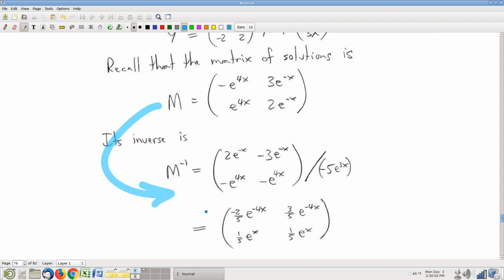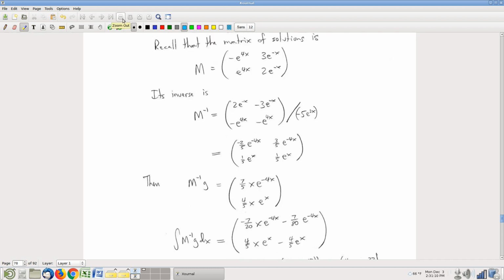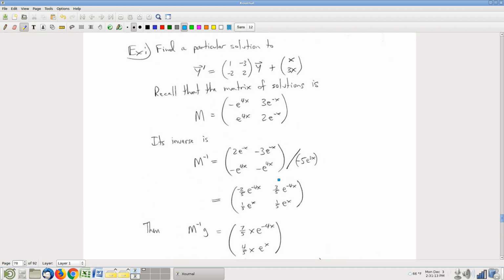There's how you invert the matrix. We got lucky. Here it was 2 by 2. 2 by 2 matrices are easy to invert. By the way, make sure you remember that formula. It's super, super handy, how to invert a 2 by 2 matrix. Big win. Multiply that times G. So M inverse times G, multiply that out, and you get this.